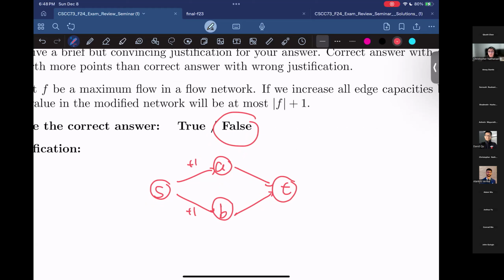So any flow network that has multiple paths from S to T will increase by more than F plus 1. Is this clear? Yeah. Okay.